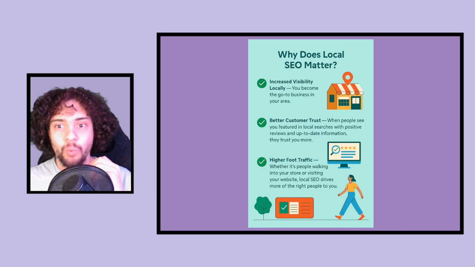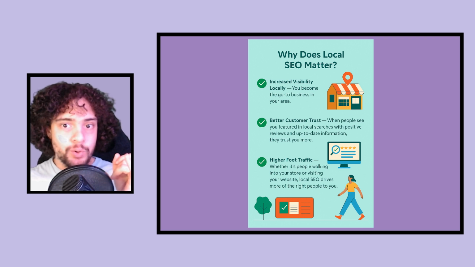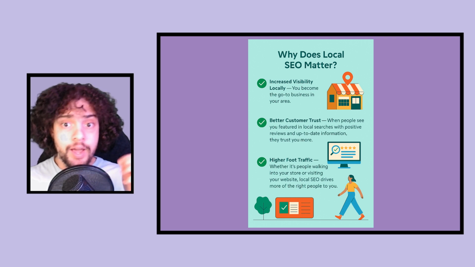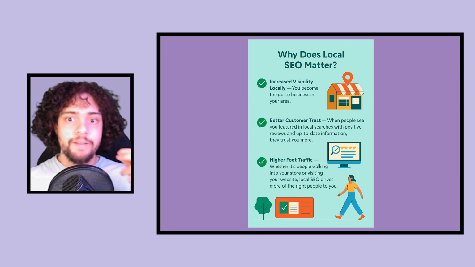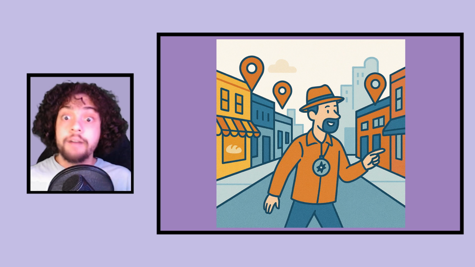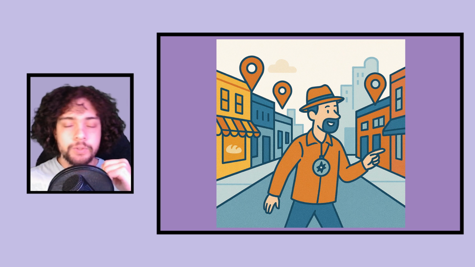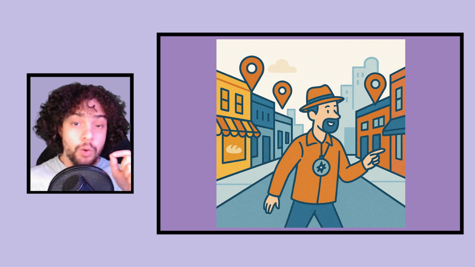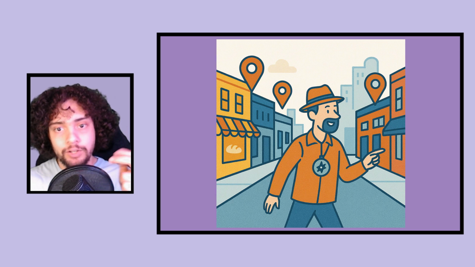And this is getting to why local SEO can be so important for brick and mortar locations. It can help increase your local visibility, help increase your customer trust when they see things like positive reviews and up-to-date information, and also lead to potential higher foot traffic when people finally visit your in-person location. So whenever people search for things like coffee near me or best yoga studio in this city, local SEO is going to be the thing that decides which businesses are going to show up at the top of things like Google Maps. And this is going to depend on how appealing the listing looks.